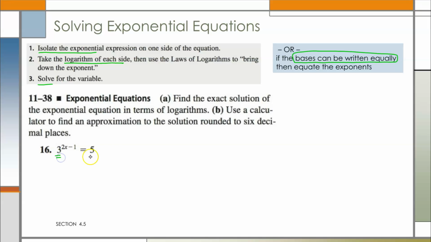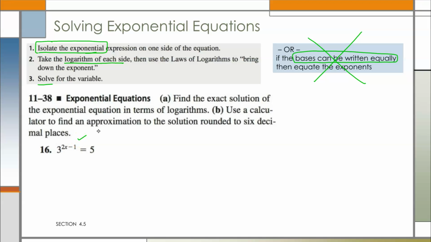Base 3, base 5 of this exponential expression. Without a lot of work, there's no way to get these to both be base 3 or both be base 5. So this method is out. Okay, so let's look at the first step and isolate our exponential expression.